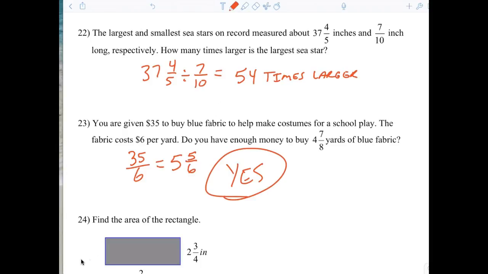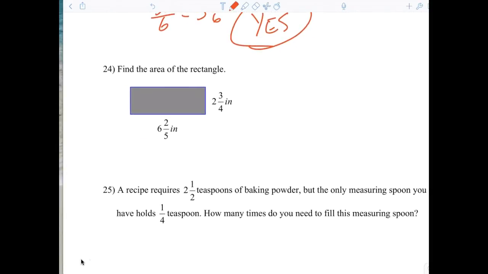Okay. So now, 24. Will, can you tell me what to do on 24? So what would I do? Right. Now you have to tell me the units also. Go ahead. Multiply that together for me. Seventeen and 3/5 what, though? Yes, because we're talking about area. You measure area with squares.